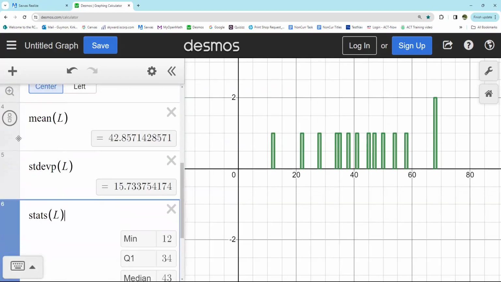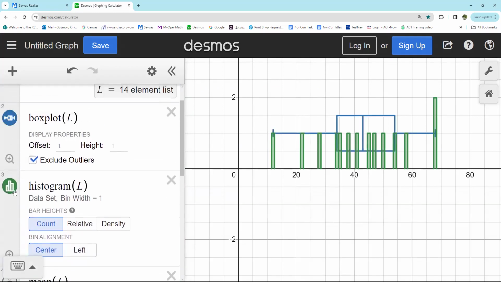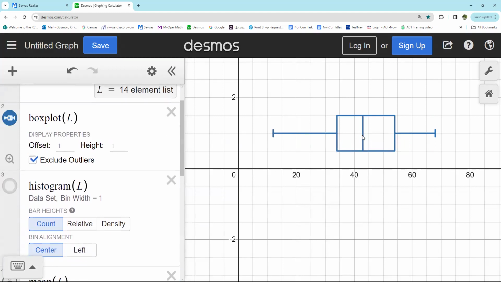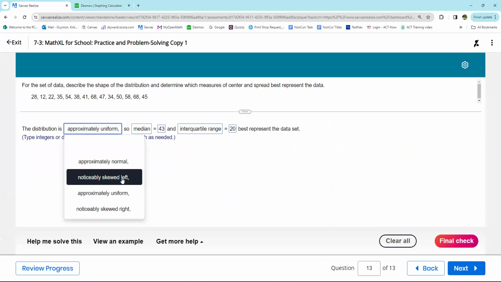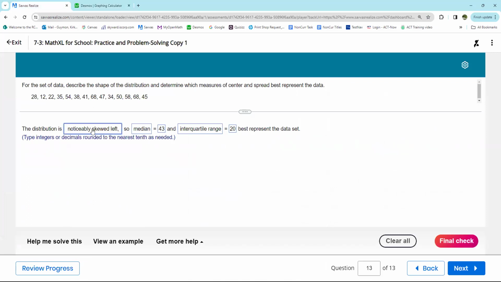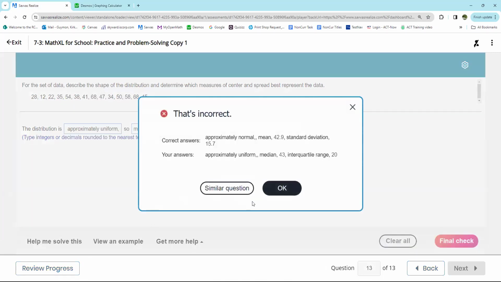Get that out of your way. Looking at the box and whisker plot, it is slightly skewed left, but sure, if you look from the median here to the left and the median to the right, there's not that much difference in the length of those. So if it did want us to say it was slightly skewed, it's not noticeable.